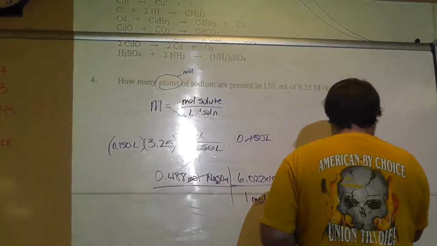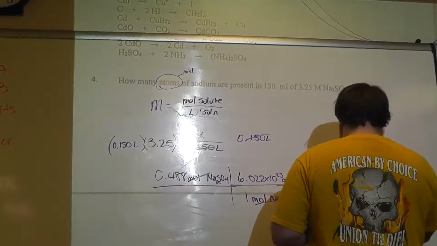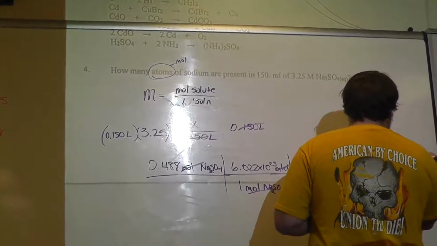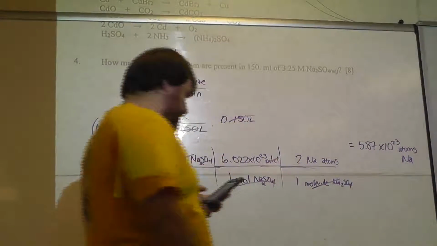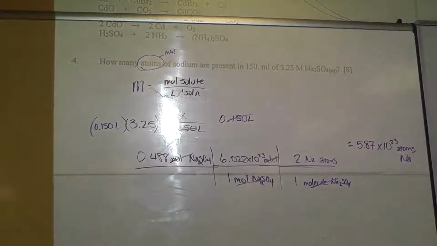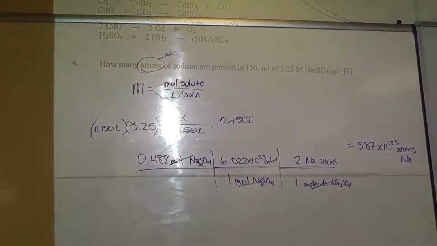So for that one, I'm getting 3 sig figs, so 5.87 times 10 to the 23rd atoms of sodium. Give or take a little bit for rounding if you got near that. Any questions about that? Any questions about how to do that?